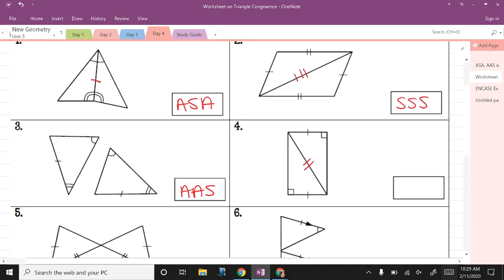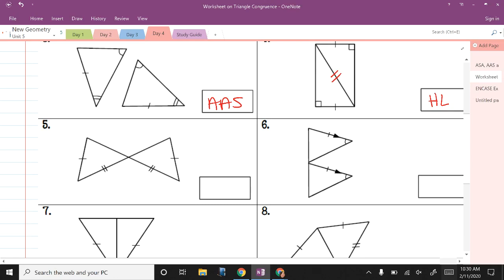Hypotenuse leg. Now, sometimes when you have a right triangle, you could use another reason. But on this one we couldn't, because we would have angle side side, and that does not exist. So sometimes with right triangles you could use something besides hypotenuse leg. If you had the two legs congruent instead of a leg and a hypotenuse, then you would use side angle side, but you couldn't use angle side side, obviously. All right, good job. Number five.